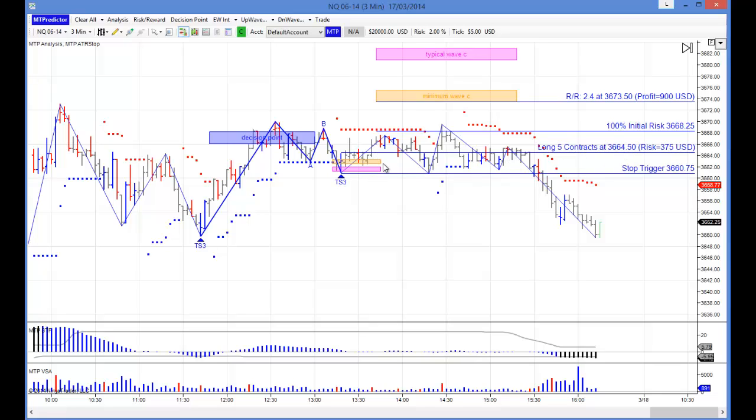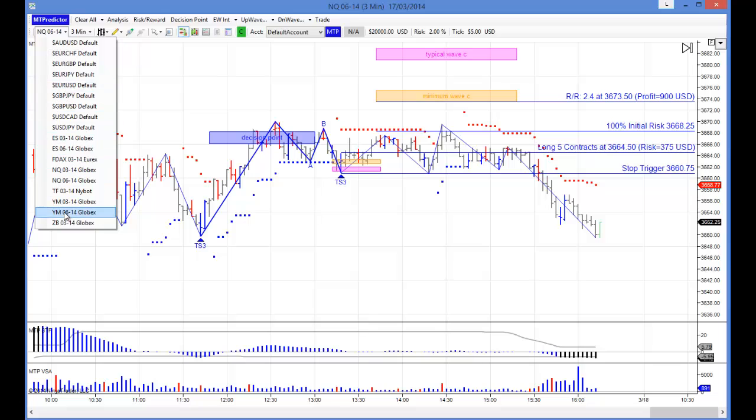So in other words, this loss, if you'd taken it, would have been what we call one risk unit, and as we'd already seen earlier, the profit would have been plus 2.6 or 2.7, was it? In other words, much larger than the losses, and that's what makes money over time. Let's have a look at the YM.